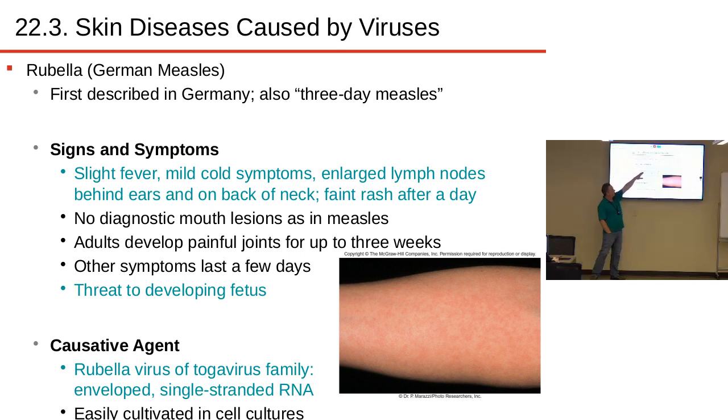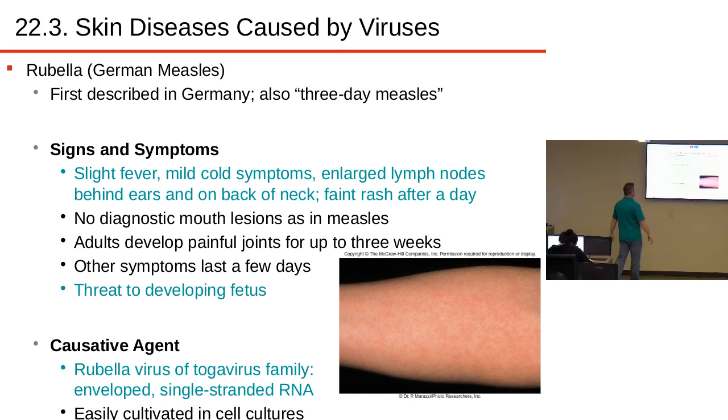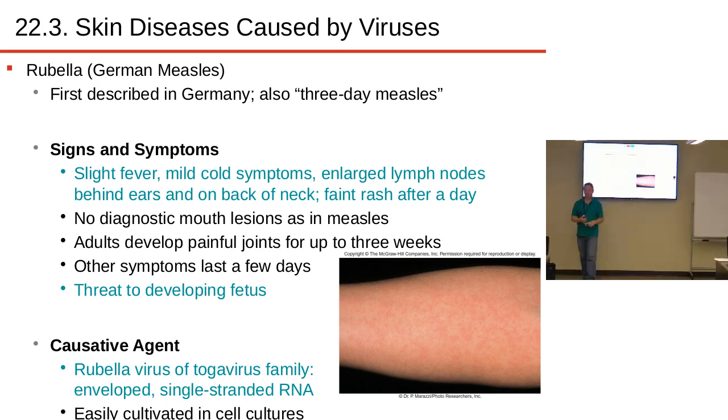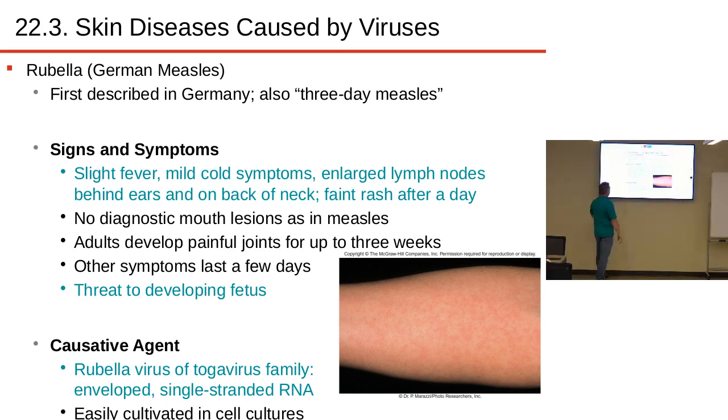Slight fever, mild cold, enlarged lymph nodes behind the ears and back of the neck, so you can feel the lymph nodes back here being a little bit swollen, and a faint rash after about a day. So again, pretty minor. It's always that small cohort of patients that we're more worried about. There's no Koplik spots, so that's a way we can tell the difference between measles and German measles, is those Koplik spots are not there in the German measles.